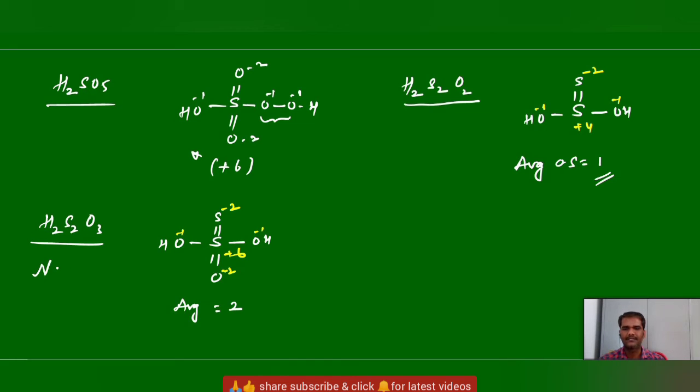The salt of this thiosulfuric acid is sodium thiosulfate. Sodium thiosulfate is a salt of thiosulfuric acid. Here in place of hydrogen, we have the sodium. If you replace the hydrogen with the sodium, we will get the same structure, same hybridization, same oxidation states of the central atom of sulfur. Overall average oxidation state +2, and individual oxidation states -2 and +6.